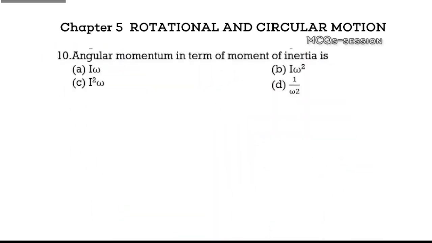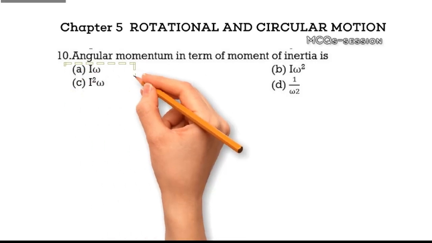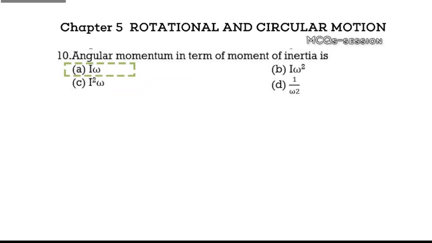Question 10. Angular momentum in terms of moment of inertia is A. Moment of inertia times angular velocity. B. Moment of inertia times angular velocity squared. C. Moment of inertia squared times angular velocity. D. 1 divided by angular velocity squared. Pause the video and think. The answer is A. Moment of inertia times angular velocity. Explanation. Angular momentum is the product of the moment of inertia and the angular velocity.